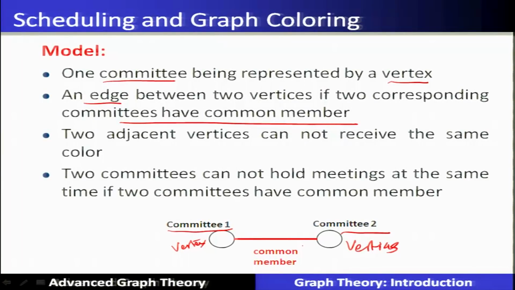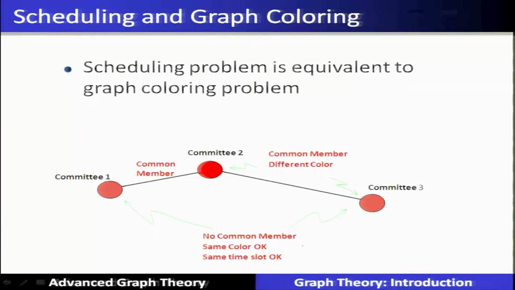Having known the chromatic number of a graph, we can find out the minimum number of time slots required to schedule all the meetings, and hence you can solve the problem in this particular way. So, the scheduling problem is basically equivalent to a graph coloring problem. So, if you know how to solve the graph coloring problem, we can solve the scheduling problem very well.